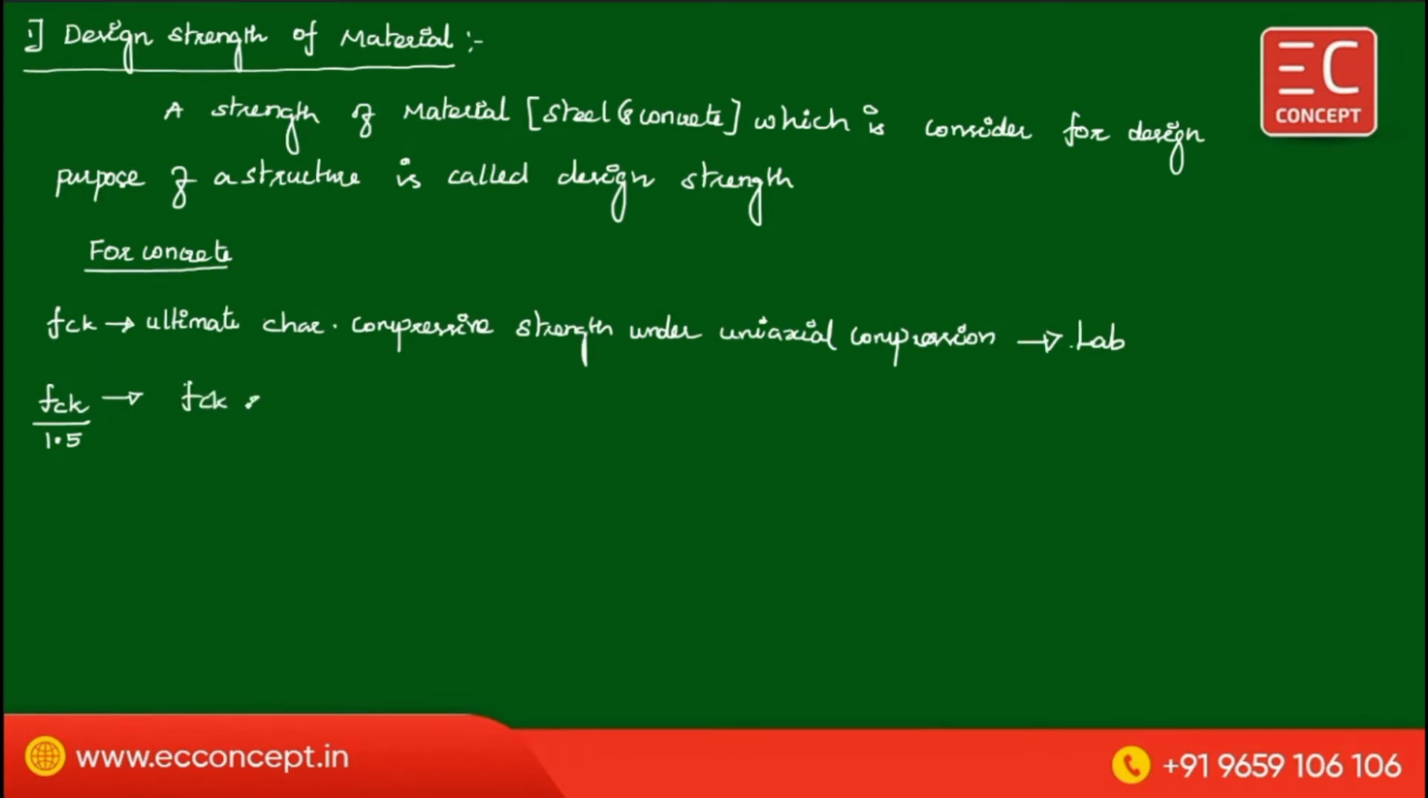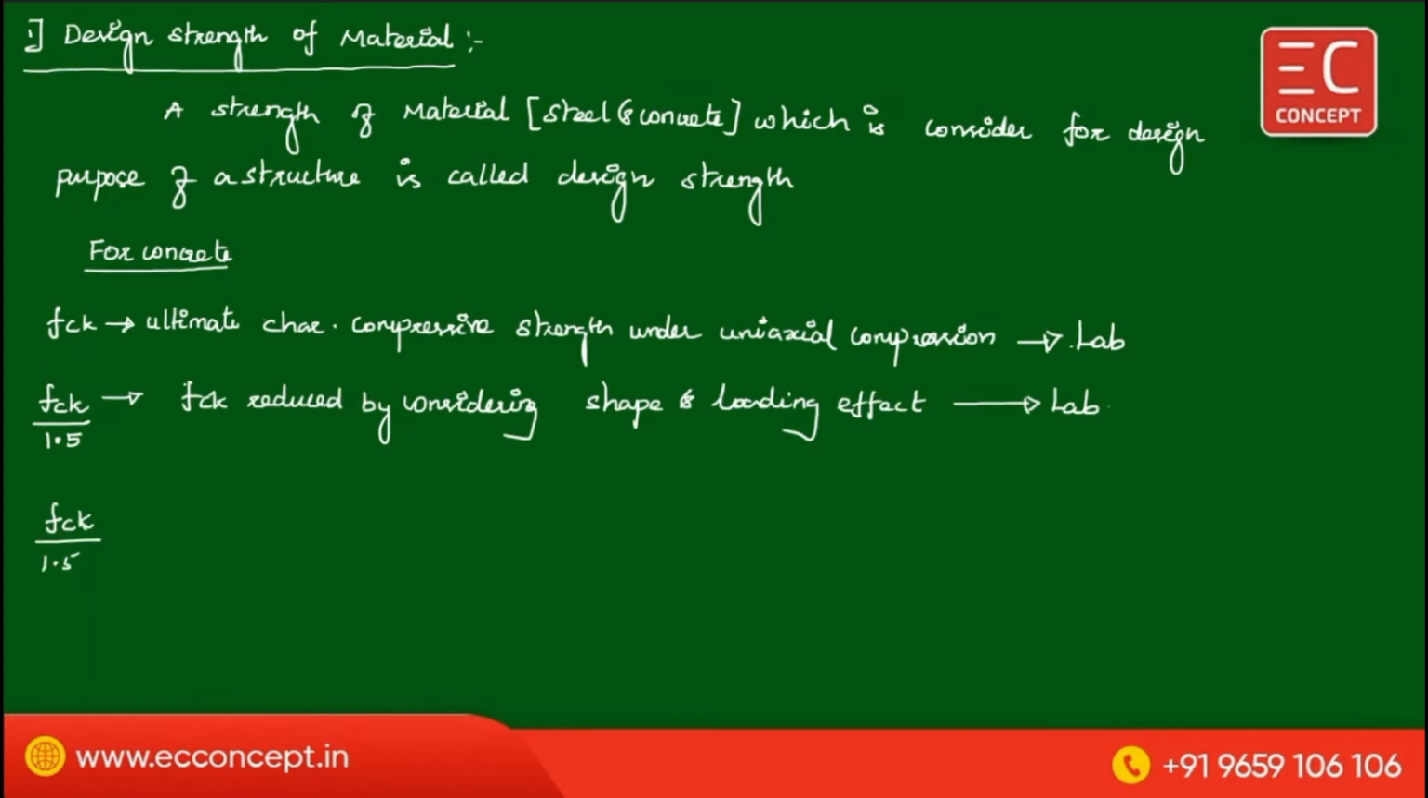So this FCK is reduced by considering shape and loading effect. Here the shape means we may use this for a beam or a column or a slab, whatever it may be. Loading effect means the loads are flexural load or torsion load or compressive load, and so forth. This is also on the lab test, the beam which is tested in the lab. Now, this value is further reduced into FCK divided by 1.5.